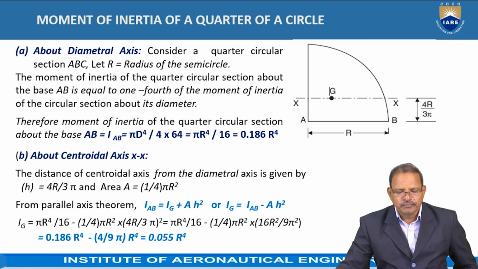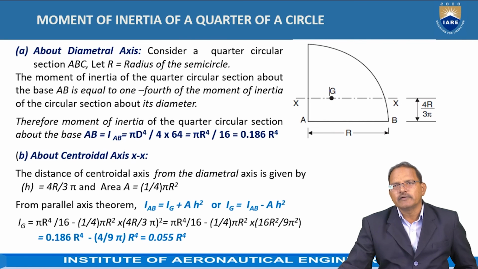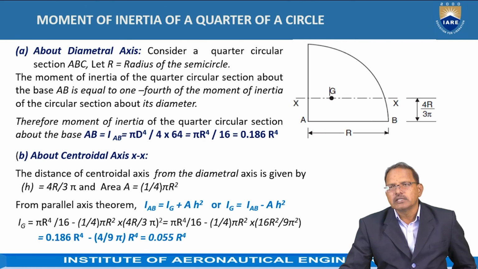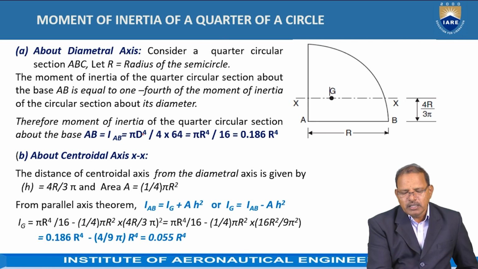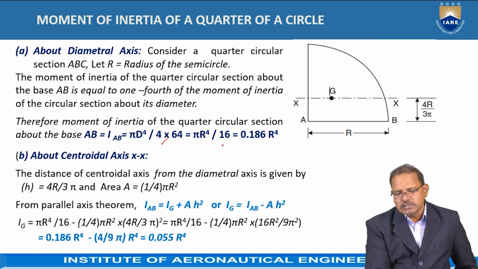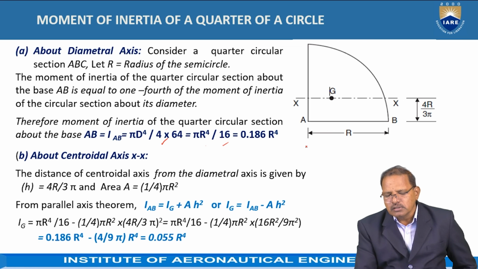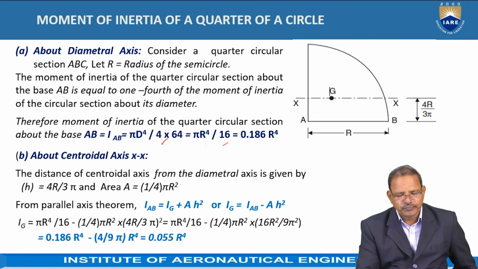For the quarter circle, the moment of inertia is equal to 1/4 of that of the circular section. That is, the moment of inertia of the circle is given by pi by 64 d to the power of 4. So the quarter circle is 1/4 of the circle, which is equal to pi d to the power of 4 by 64 into 1 by 4, which is equal to pi r to the power of 4 by 16, or 0.186 r to the power of 4.